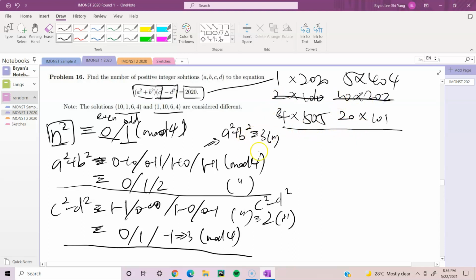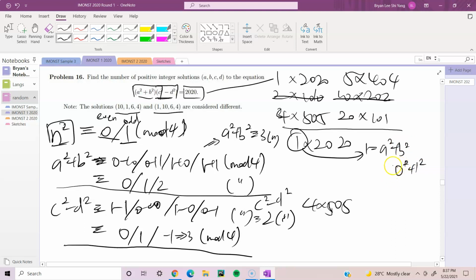Now, what we have left is 1 times 2020, 4 times 505, 5 times 404, and 20 times 101. Now, let's analyze and see if 1 times 2020 and 4 times 505 are actually possible to make a squared plus b squared or c squared minus d squared. Let's just take 1 alone. If 1 equals a squared plus b squared, the only integer solution would be 0 squared plus 1 squared, or the inverse. But since 0 is not a positive integer, this is not possible.